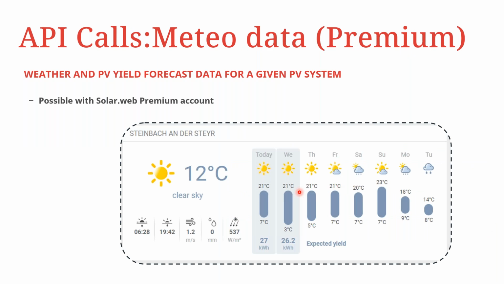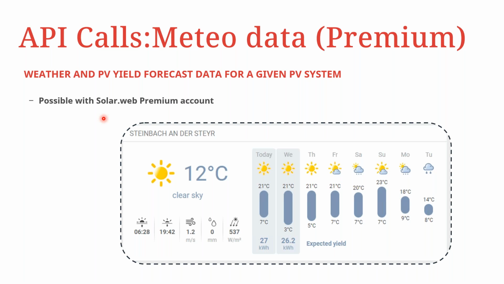The next API call is your meteo data. This is a premium feature with SolarWeb Premium. It allows you to view the weather and PV yield forecast data for that given PV system. So again, this is only possible with a SolarWeb Premium account. It's data such as wind speed, for example, irradiance, your meteorological data.